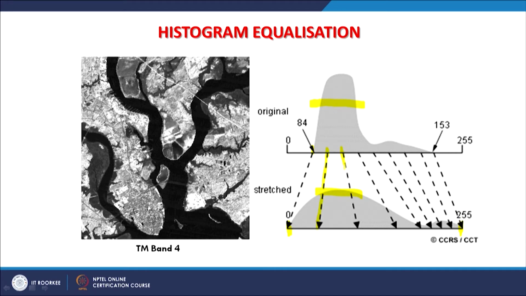That is why these arrows have more separation here, and these arrows have less separation, or rather they are getting concentrated. That means the mid-range values have been stretched, and because of less frequency on this y-axis, the height of this shaded area has reduced. That means it has equalized the image, and you see the result here also.